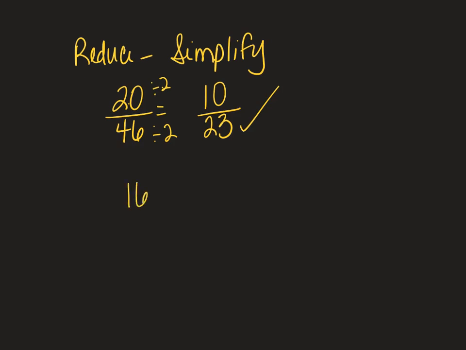Let's say we have 16 over 40. And we want to simplify this or reduce it into lowest terms. Now, think about what factors you know of 16 and 40. And I know that 8 is a factor of 16 as well as 40. And so I know that 2 times 8 is 16, and 5 times 8 equals 40. So I'm going to cancel out my 8's, and my answer is 2 over 5. Okay? All right, let's move on.